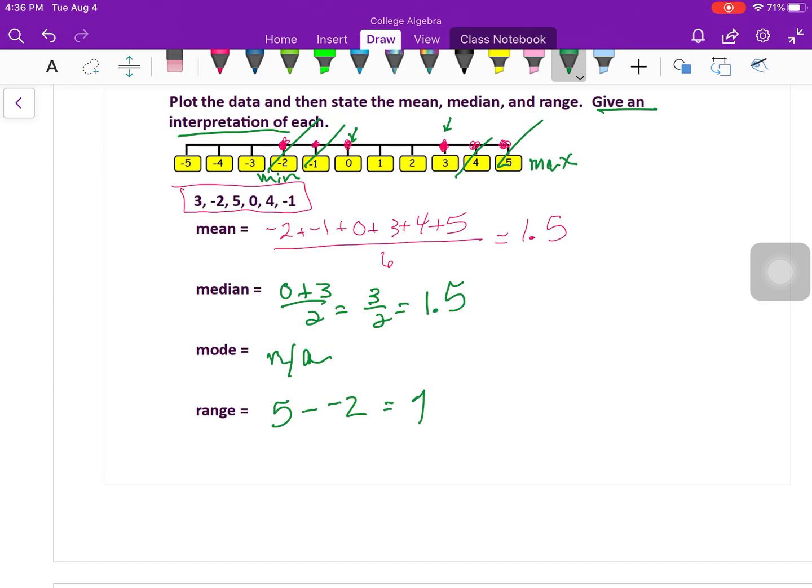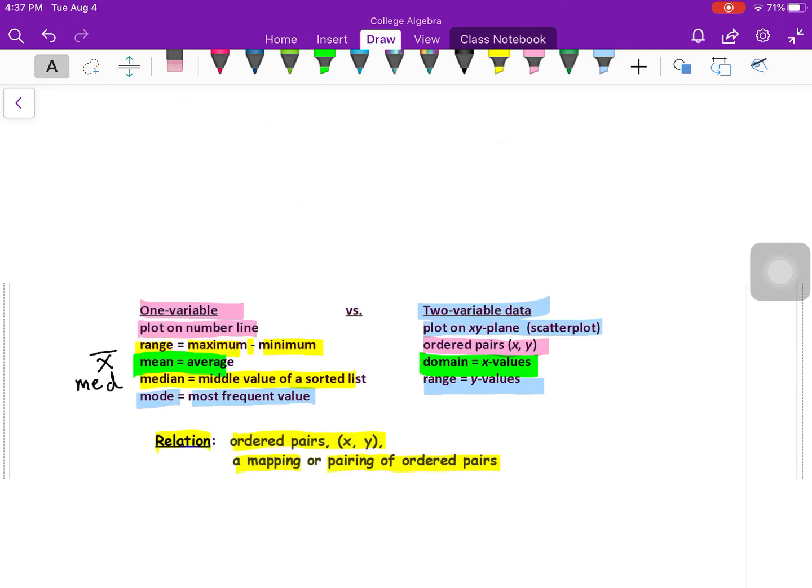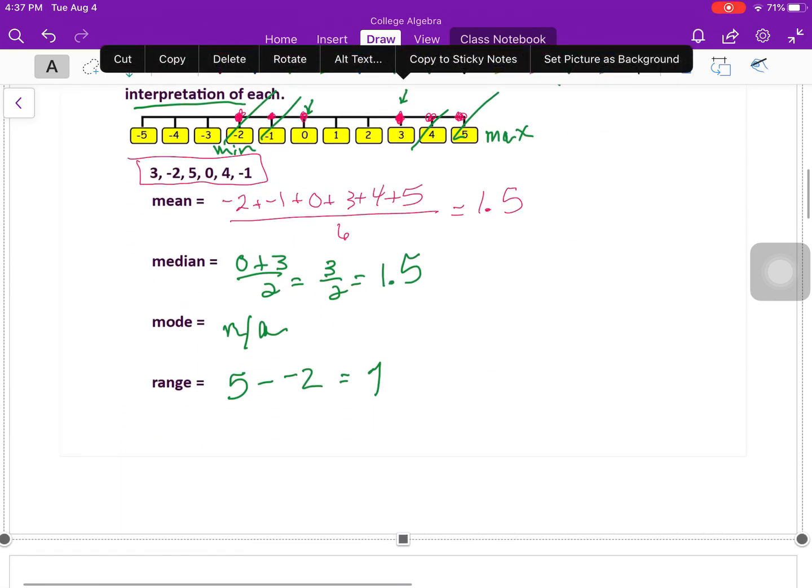Now it says give an interpretation of each. Again, that's the sentence. So when you interpret each of these, you do not want to use the mathematical word. You want to explain it. Since we don't know what this data is about, we would explain the mean as there is a 1.5 average amongst the numbers. The median, the number in the middle of all my numbers is 1.5. There is not a mode, there is not a more frequent number used. And again, the range, there are 7 increments, units, between the smallest and the biggest number.